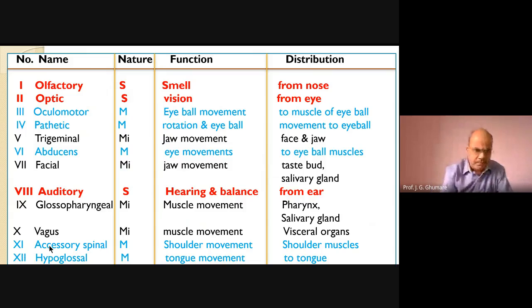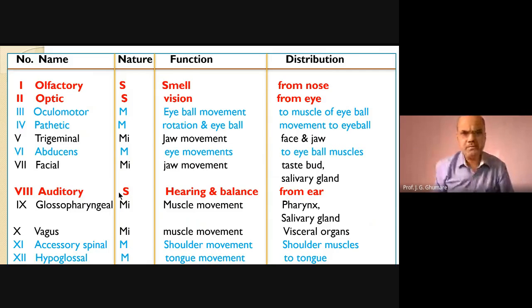Next, the 11th, accessory spinal, motor again, for shoulder movement and shoulder muscle. And the last one is the hypoglossal, motor again, the one which is concerned with tongue movement, the one which goes to the tongue. So whatever variety of tongue movement that we have, the message will be carried with the help of hypoglossal. That way we'll have 12 pairs of cranial nerves.